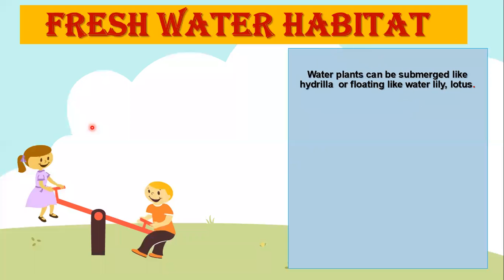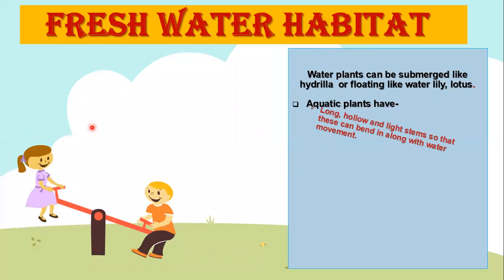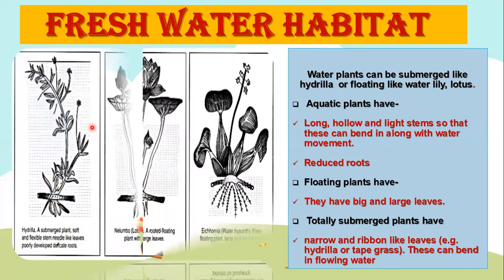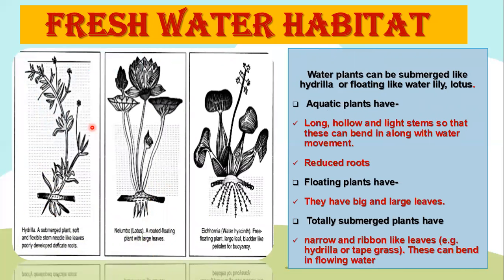If we talk of freshwater plant adaptations, I have here three categories I will discuss. One is fixed, then floating, then submerged or underwater plants. So let's talk of fixed plants first. In the fixed plant category come lotus and arrowhead.